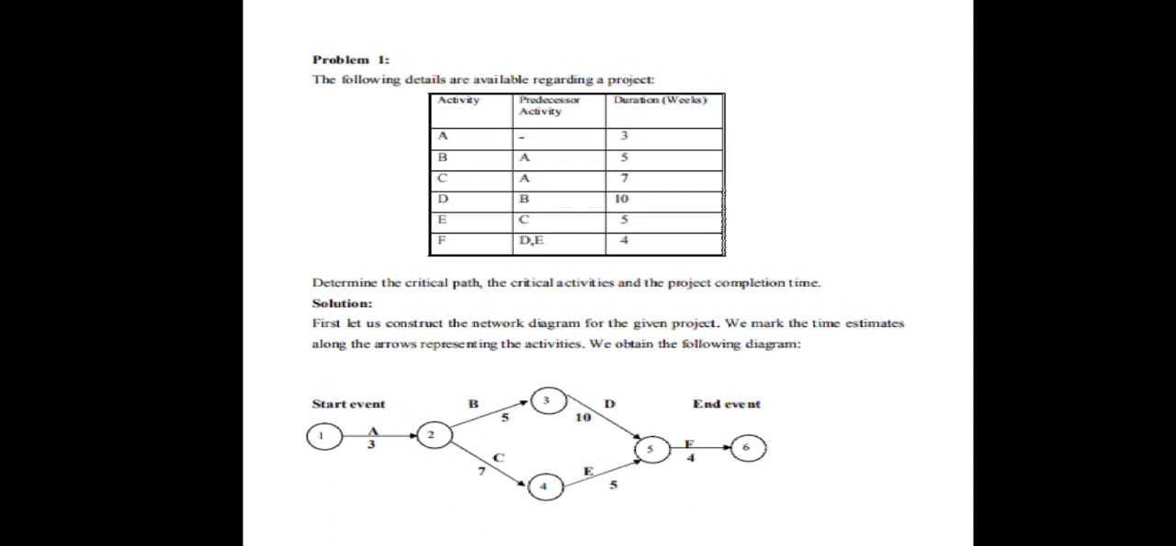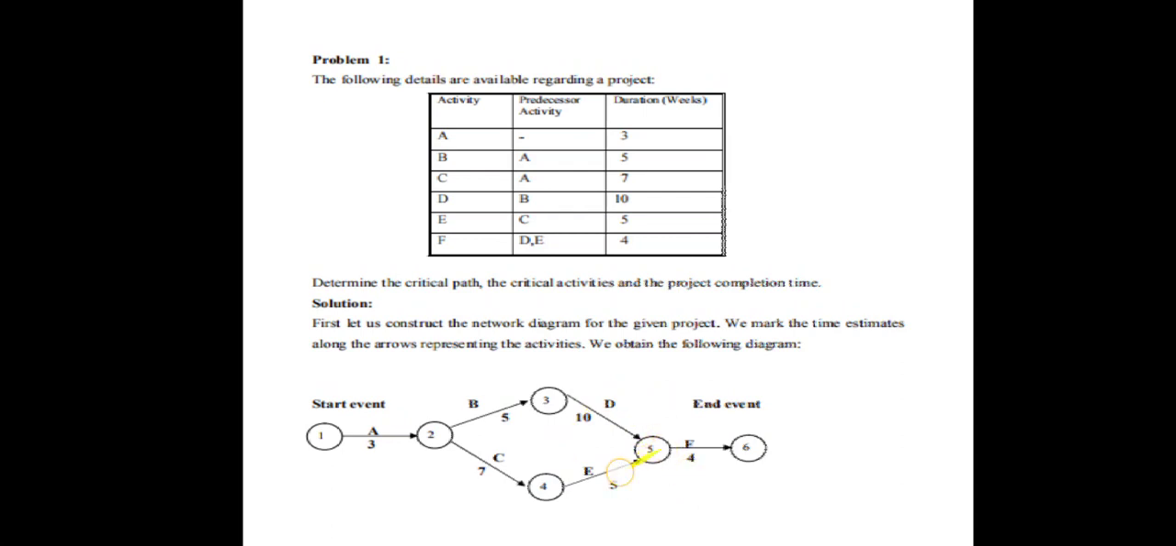Next, C is preceded by A again. We have taken it as 7 weeks. So this is the fourth event. Next, B precedes D, which means D should come after B. Its duration is 10 weeks. So this is the fifth event.